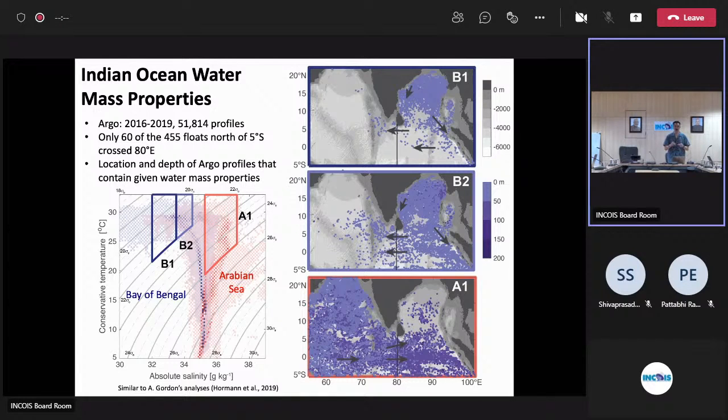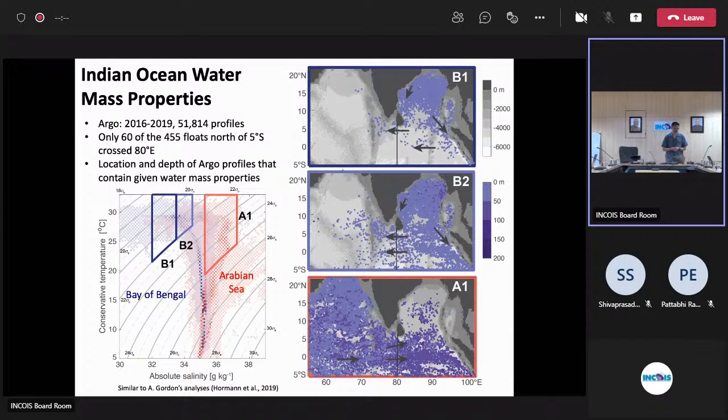Those are defined in the TS diagram on the left-hand side there, so you can see where they come from. We can look at the Argo profiles and see where those water masses sit within the bay. If we look at B1, that interior water mass, it is as we want it to be. It's in the interior of the Bay of Bengal, at the surface. The color of those purple dots indicates the depth range of the water mass, where the light colors are near the surface and the darker colors are deeper. So you can see that B1 is in the northern Bay of Bengal, towards the surface.